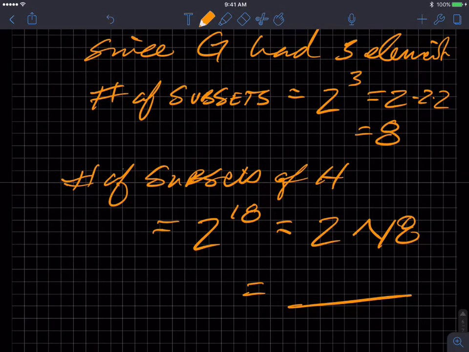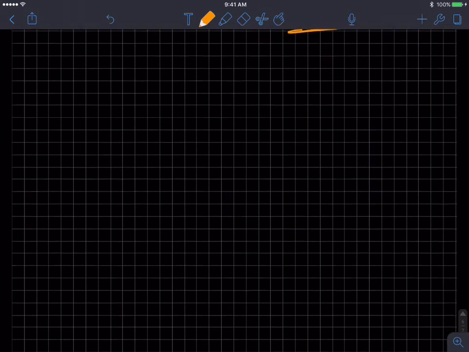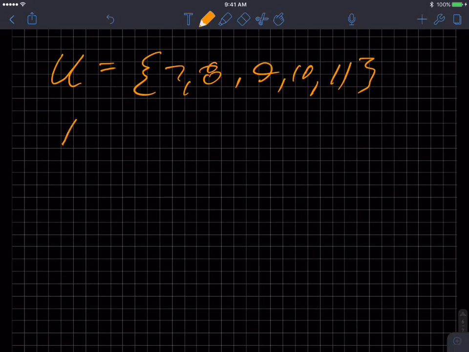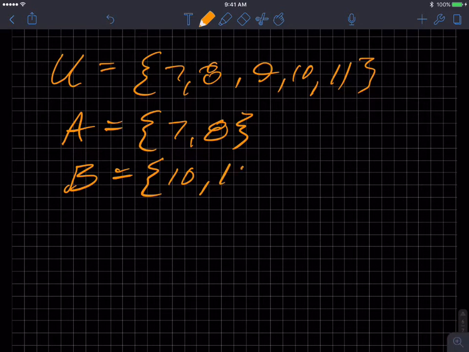And then we got to talk about some other notation things that are somewhat related to Venn diagrams. So let's say that when we talk about sets and we start driving towards probability, we have this thing called the universe, and we can define the universe to be whatever we want it to be. So we could say it's all positive integers. Okay? But we could do whatever we wanted here. So I'm going to define the universe to be 7, 8, 9, 10, 11. Okay? And let's say set A is defined as 7 and 8. I'm going to say set B is defined as 10 and 11.